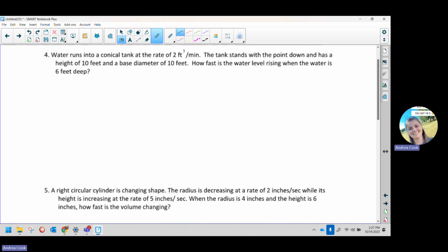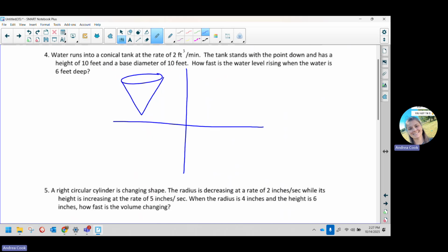A conical tank means a tank in the shape of a cone. Yeah, it's like English. The point is down. All right, so I have a cone. Can you explain how to draw it? It's a tank. I draw a circle, not an oval, and a triangle.